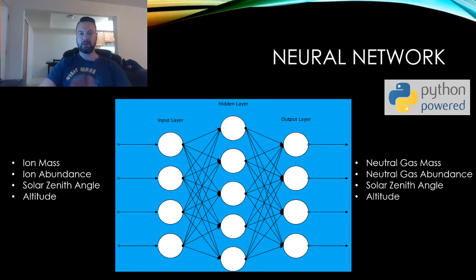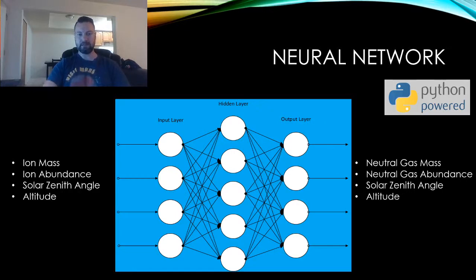The neural network I'm using is called a supervised feedback with learning model. And what this model does is it takes inputs, and the inputs I've chosen are the ion mass, ion abundance, solar zenith angle, and altitude. And the outputs of the neural network are going to be the neutral gas mass, neutral gas abundance, solar zenith angle, and altitude. We know that ions and neutral gases in Mars's upper atmosphere are tightly coupled, and that solar activity plays a large role in the fluctuations of these abundances.